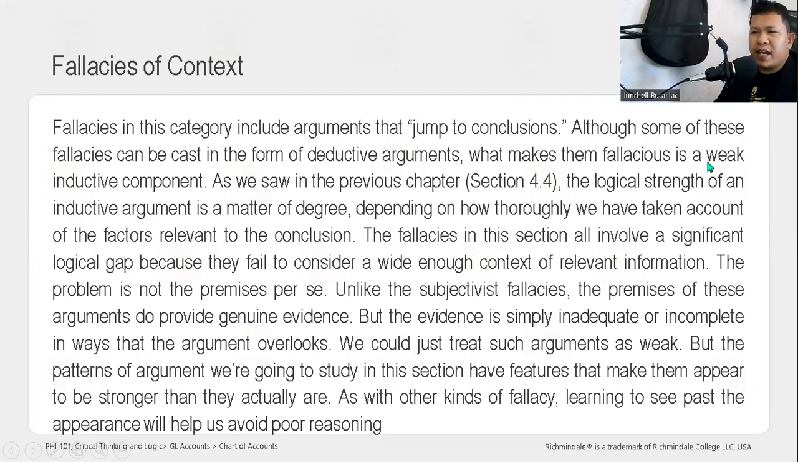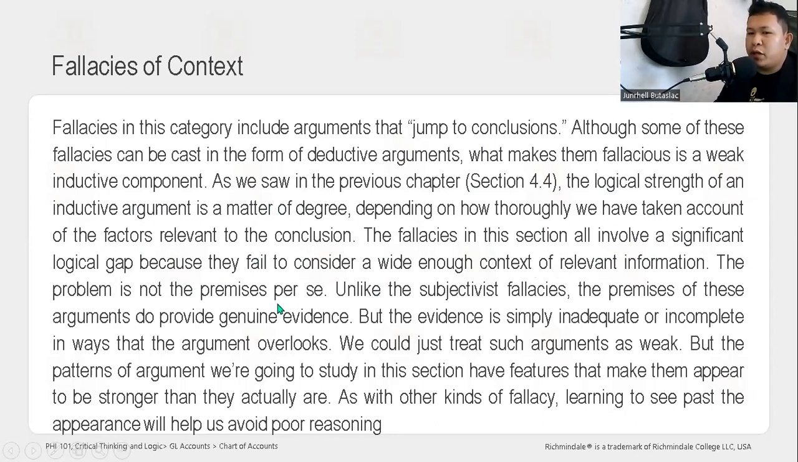So what makes them fallacious is a weak inductive component. As we saw in the previous chapter, the logical strength of an inductive argument is a matter of degree, depending on how thoroughly we have taken account of the factors relevant to the conclusion. So the fallacies in this section all involve a significant logical gap, because they fail to consider a wide enough context of relevant information.